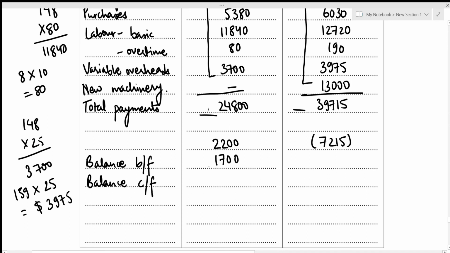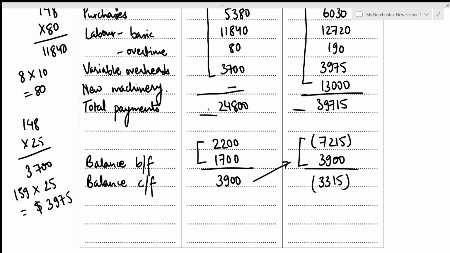Now, in order to figure out the closing balance or the balance carried forward, we just adjust our net cash to the balance brought forward. So that's just going to be the sum of these two amounts, which is 2,200 plus 1,700, which results in 3,900. So the closing balance for this month is going to be the opening balance for next month. So that's 3,900. Now, in order to figure out the closing balance for the month of April, we just need to adjust the net cash to the opening balance for that particular month, which is the sum of these two amounts. So that's minus 7,215 plus 3,900, which results in a negative balance of 3,315.